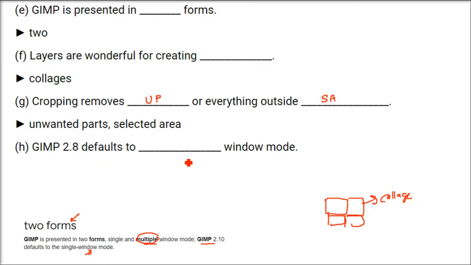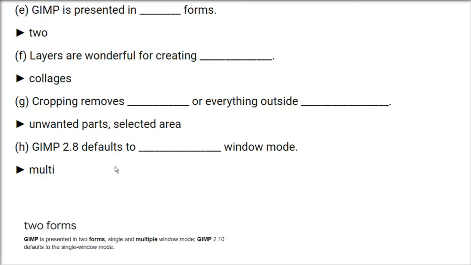These are the answer. GIMP 2.8 defaults to multi-window mode. I told you that there are 2 forms. So this GIMP 2.8 defaults to multiple window mode. Multi or multiple you can write. This is the answer.